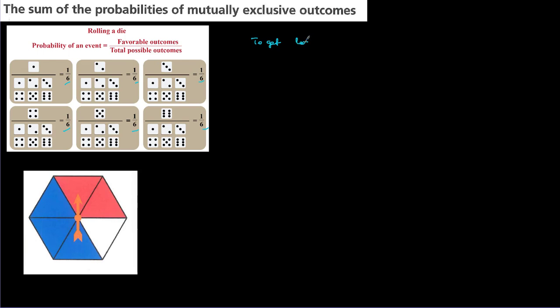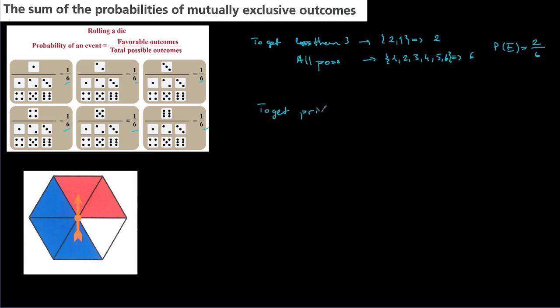To get less than 3, there are two possible cases, this is 2 and 1, and all possible cases are 1, 2, 3, 4, 5, and 6. In this set there are 6 elements, and in this set there are 2 elements, so the probability of the event is equal to 2 over 6.